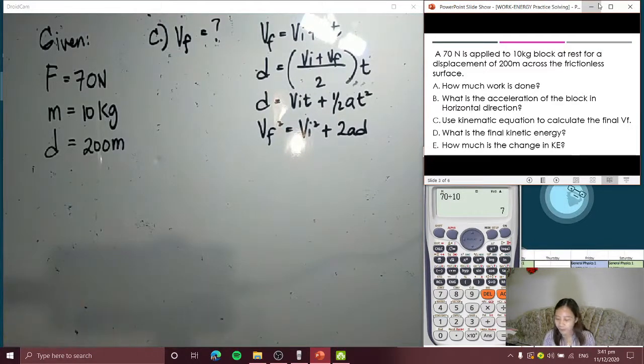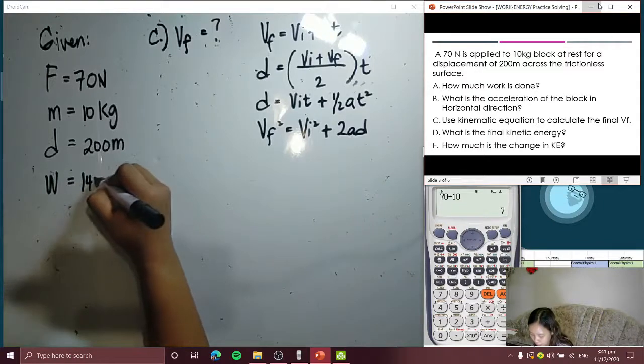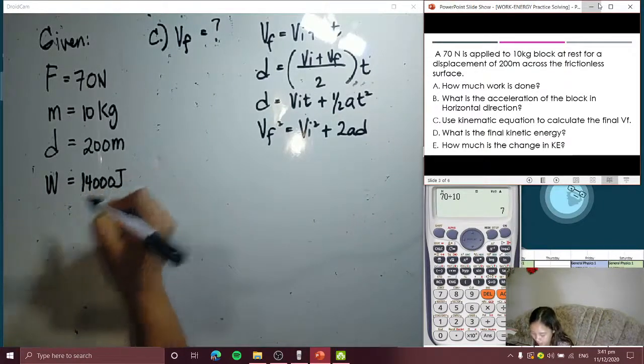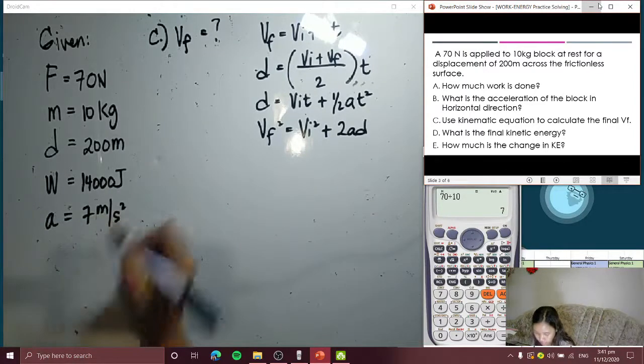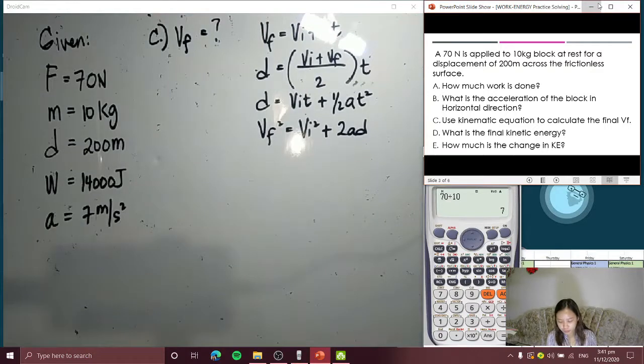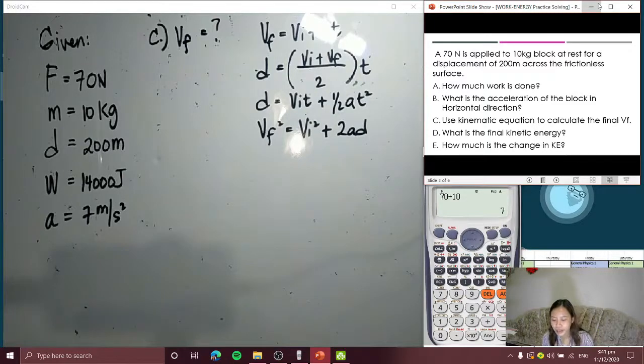Now, let us list down the values that we calculated earlier. The work earlier was 14,000 joules. And our acceleration is 7 meters per second squared. Now, in solving for the velocity, of course, we look at our givens to see which matches the equation we will use. On the first equation that we have here, Vf is equal to Vi plus at.